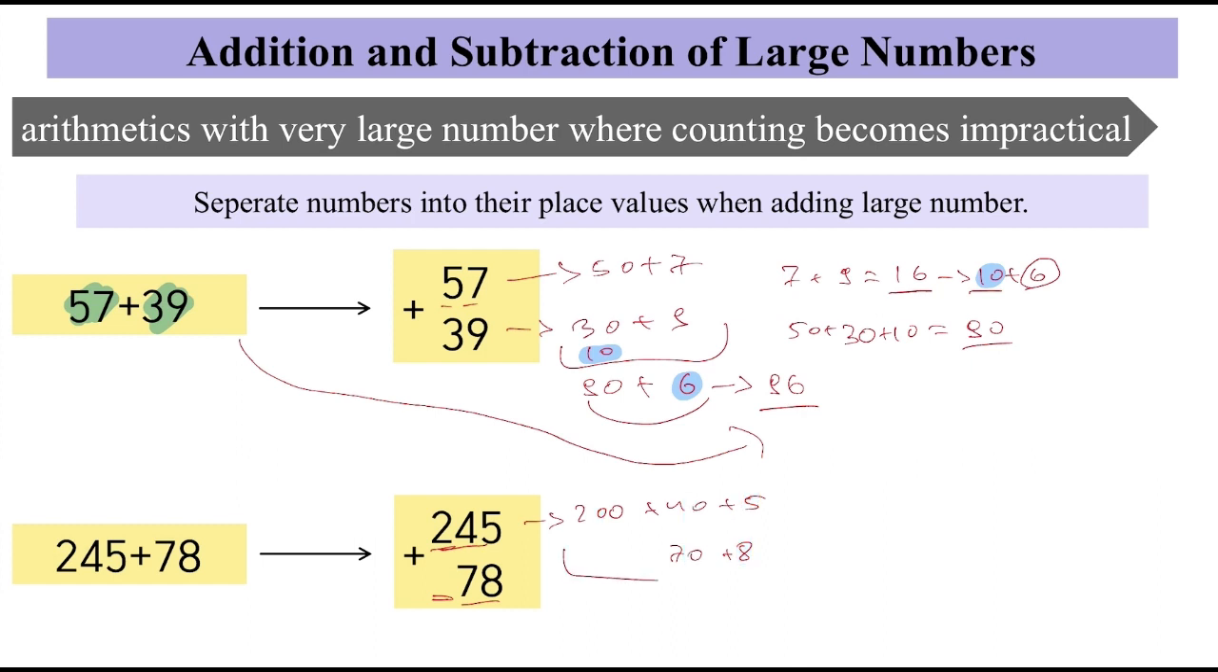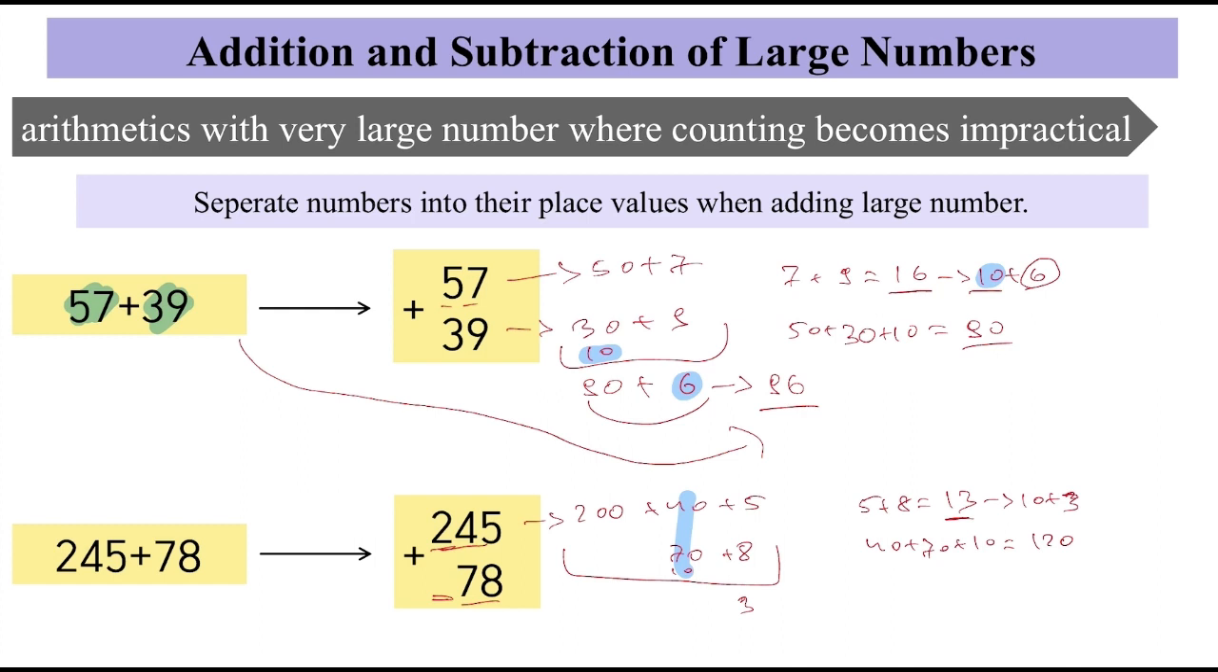Let's add these numbers. Let's add 5 and 8, which are the units places. You will get 13, which has a tens place. We should also separate it as 10 plus 3. So 3 for the units place, 10 for the tens place. Let's add the tens place now. 40 plus 70 plus 10, which is 120. So 120 is a number which has a hundreds place.